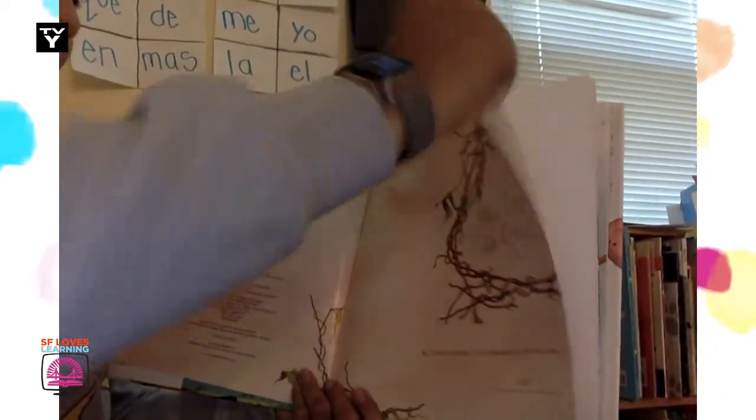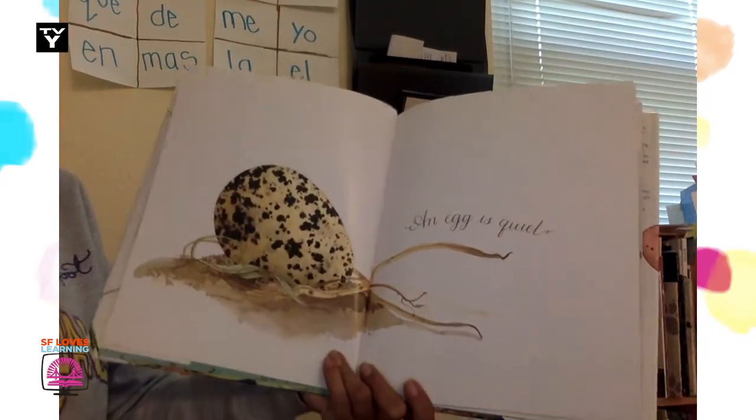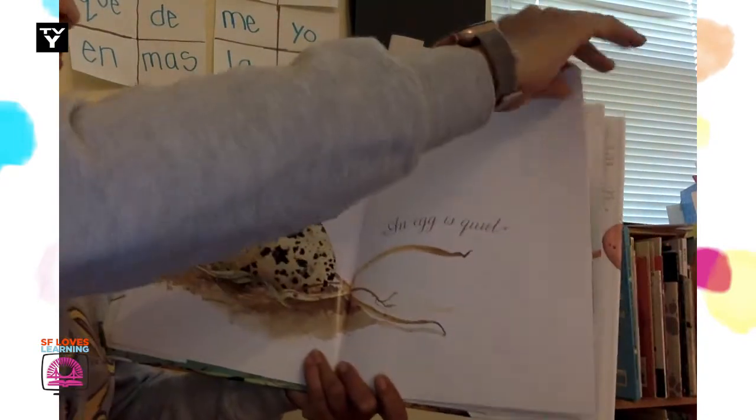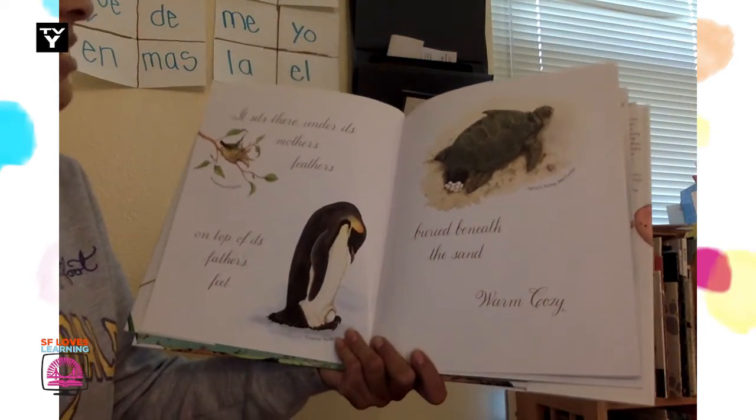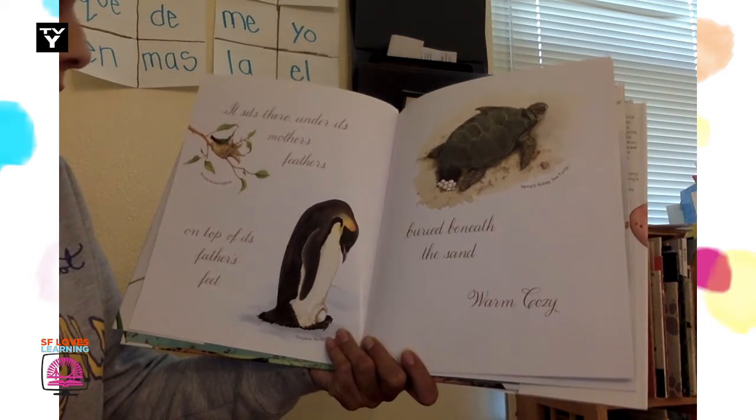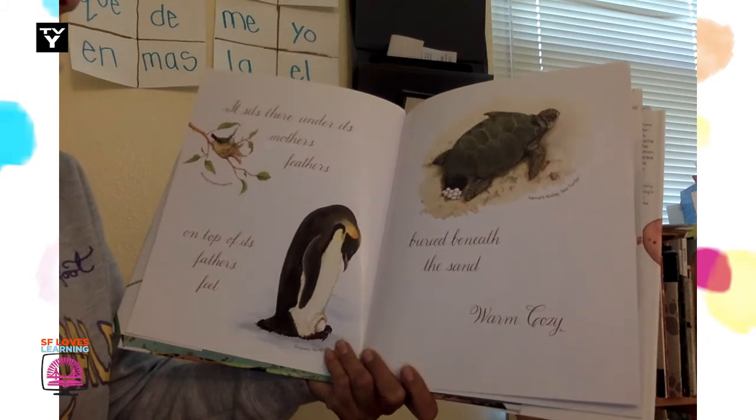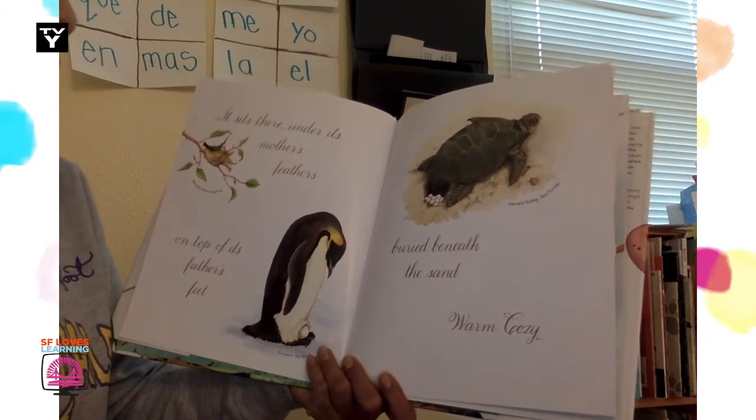An egg is quiet. An egg is quiet. It sits there under its mother's feathers, on top of its father's feet, buried beneath the sand, warm, cozy.